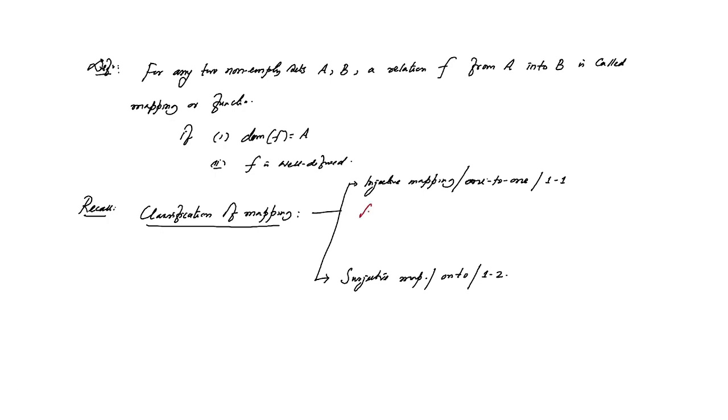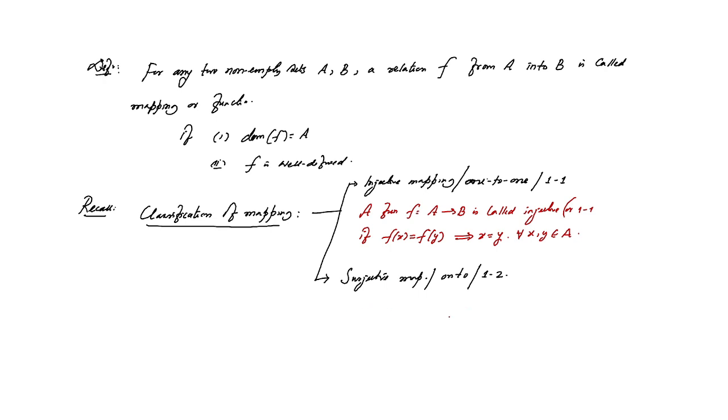Now we come to the point: what is the definition of injective mapping? We say a function or a map f from A to B is called injective, or one-one, if f(x) equals f(y) implies x equals y. And this holds for all x, y belonging to A. This is exactly the definition of injective mapping.